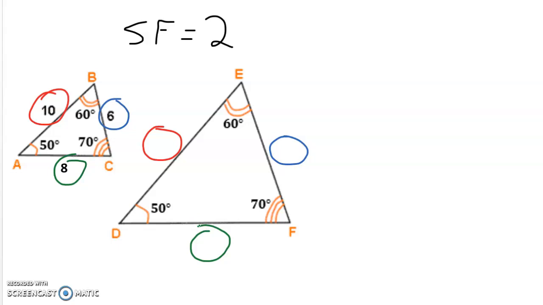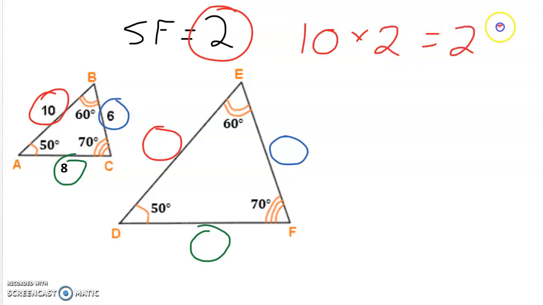Here's how I use my scale factor, which is 2. I take my original side length, and in this case I'll start with 10. I multiply it by my scale factor, and I get the missing side length. So 10 times my scale factor of 2 is 20. This missing side length here is 20. I'm going to try to write it nice and small. Not 20 degrees, just 20 units.